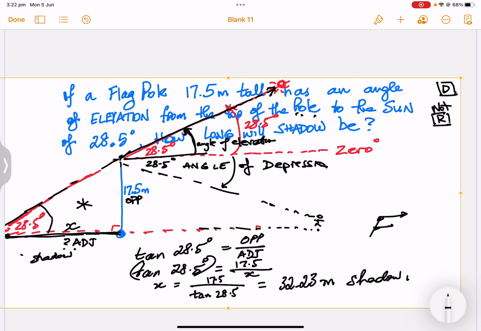Let's just check that. 17.5 divided by 32.23 equals, and then get inverse tan of that, just to make sure we got the right angle. Inverse tan of that answer should be 28.5 degrees. Just double checking. Yep, 28.5 degrees. All right. I'll give that a check mark. That's a black check mark. Should be a red check mark, but that'll do.